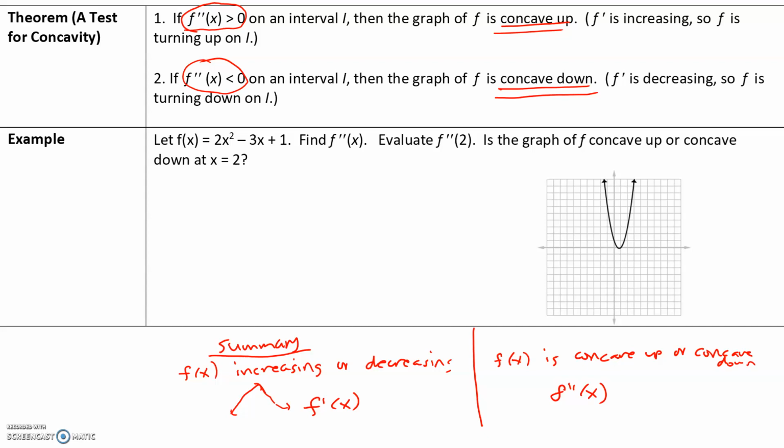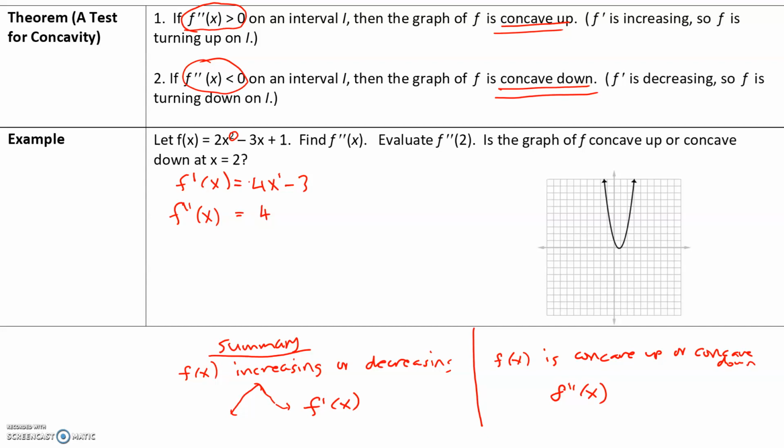Here's an example. Let f of x equal 2x squared minus 3x plus 1. Find f double prime of x. So first, let's just find f prime of x. Multiply 2 times 2, this gives you 4x minus 3. For f double prime of x, we take the derivative of f prime of x to get the second derivative. 1 times 4 is 4. So the second derivative is just equal to 4.